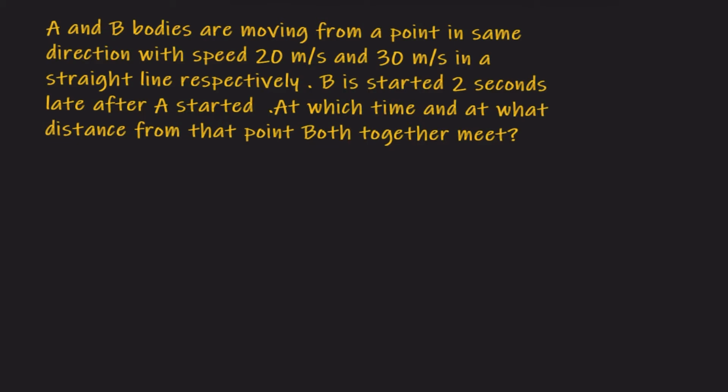So according to the problem, both A and B start at the same point. Suppose this is the point. A is moving with a speed of 20 meters per second, and B is moving in the same direction with a speed of 30 meters per second. But B started 2 seconds late.